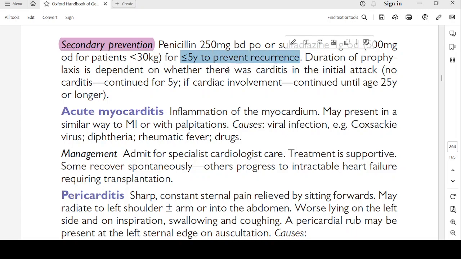Duration of prophylaxis depends on whether there was carditis in the initial attack. No carditis: continue for 5 years. If cardiac involvement is there, continue until the age of 25 years or longer.